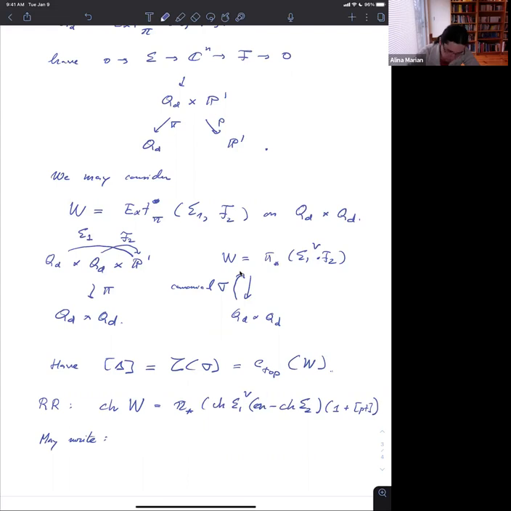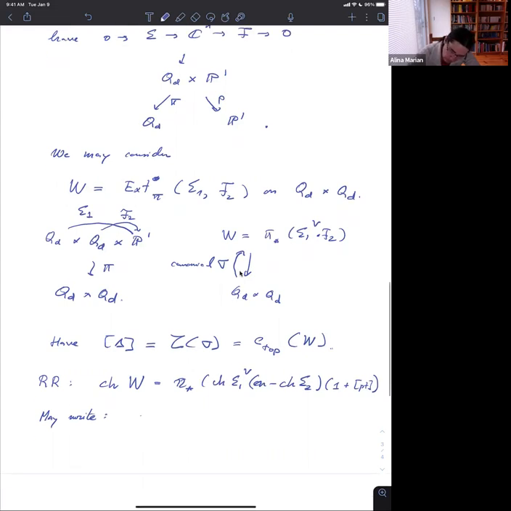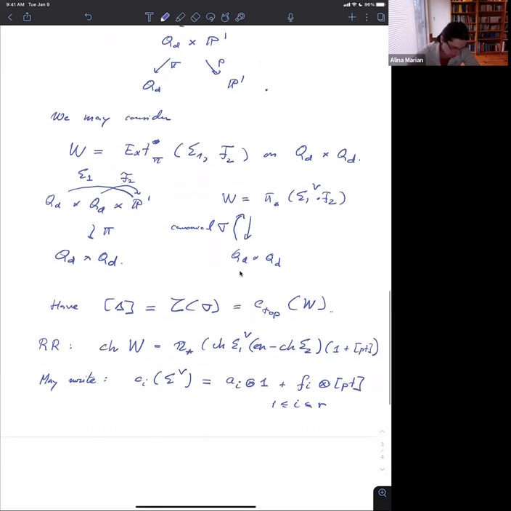This is important for us. It's fixing some notation. We're going to write the Chern classes of the universal subsheaf in terms of a Künneth decomposition in terms of the cohomology of P1. So that's just the fundamental class, which is one, and the class of a point on P1. And this is for i between one and R. So there are R such Chern classes.